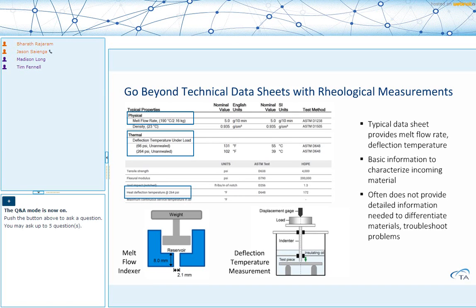The melt flow index, for example, you have a weight that is applied to the melt, and then you measure the weight of the polymer that is extruded over a period of 10 minutes, and different grades will have slightly different melt flow indices. And we'll see why this is not enough to understand our materials.